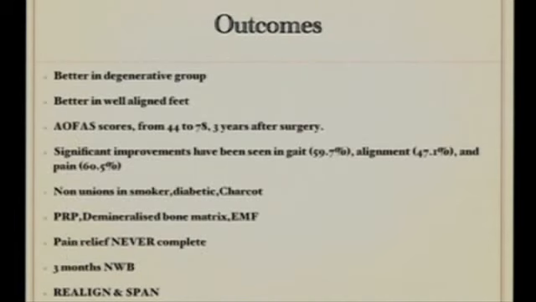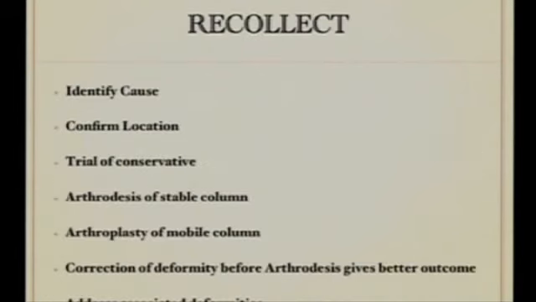In the outcomes, they are better in the degenerative group, better in the well-aligned foot. So again, the point is realign and then fuse, and the scores definitely tend to improve. You have to be careful about smokers, diabetics, and Charcots. You could use PRP, demineralized bone, and EMF to improve your fusion rates. Pain relief is never complete, yet it does achieve a reasonable amount of relief. But the patient usually never returns to their prolonged standing jobs.